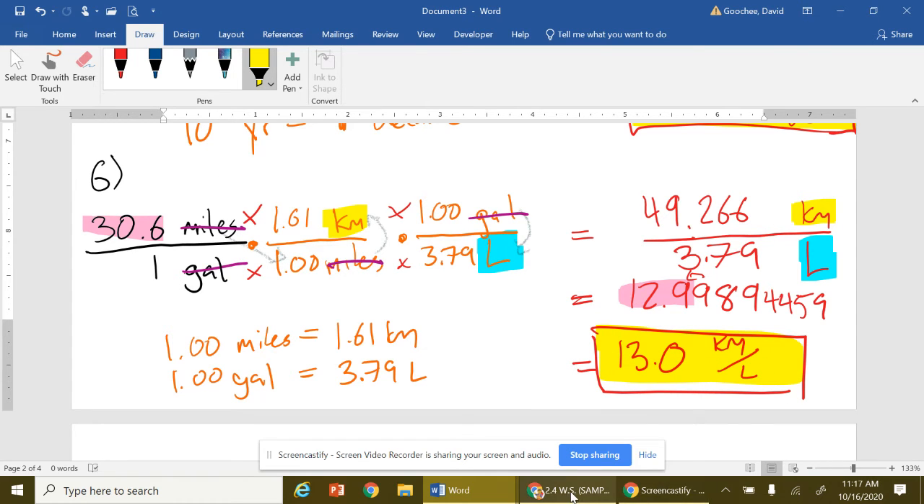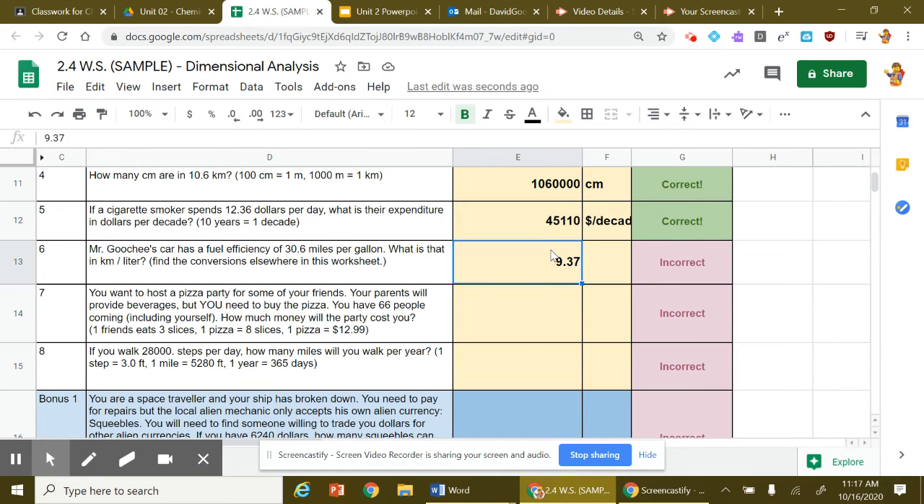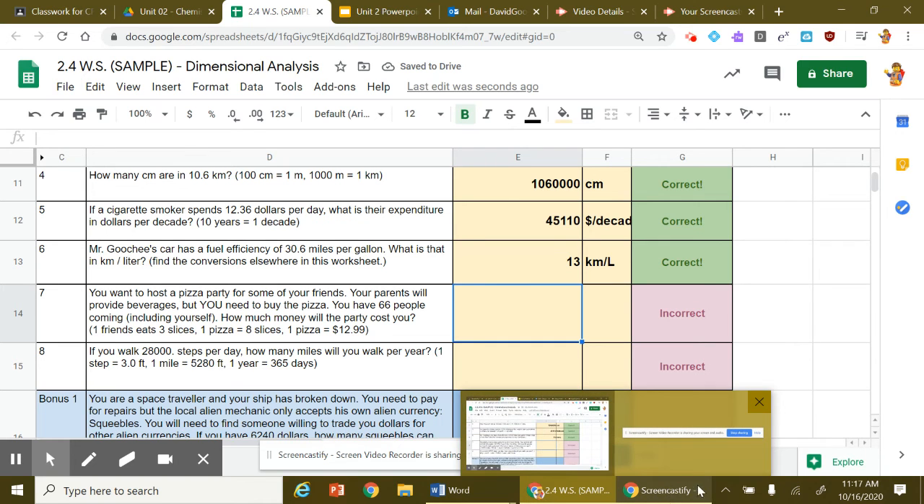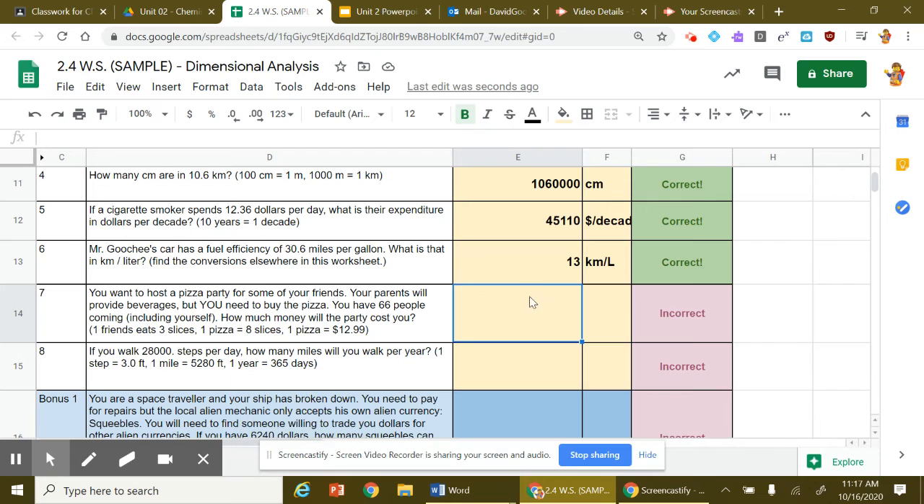Let me try that, okay? 13.0. Oh, good. Kilometers per liter. Okay. Oh, that worked out. That's why the answer checker is helpful. If you get it wrong, go back and see what you did wrong. Okay. On to number 7.